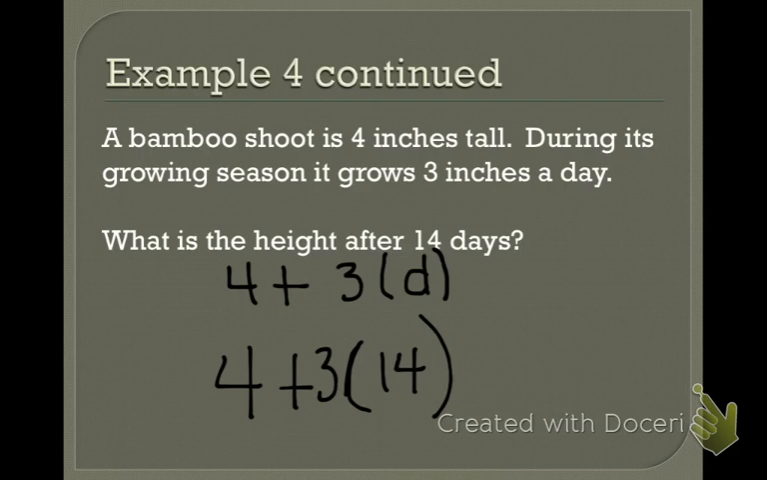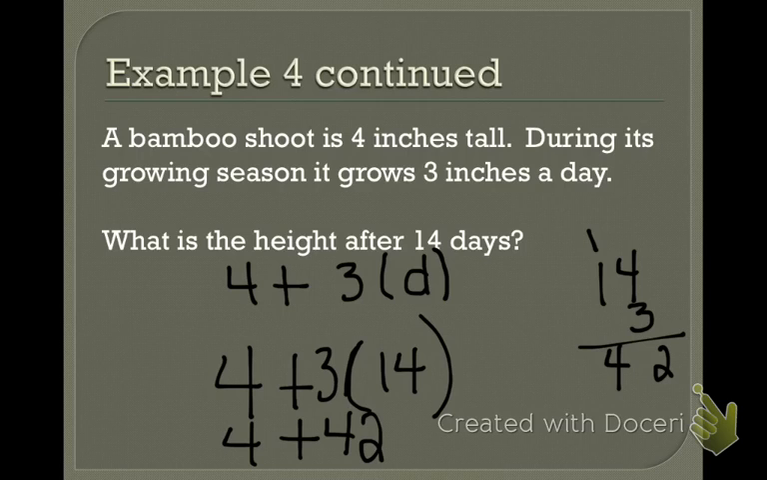So if I multiply that out, 3 times 14, I'm just going to do a little side math just to make sure I don't make any mistakes. 3 times 4 is 12. 3 times 1 is 3, plus 1 is 4. So now I have 4 plus 42. So my final answer would be 46 inches.